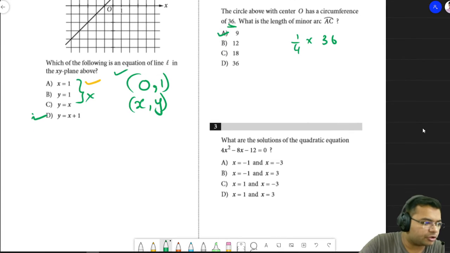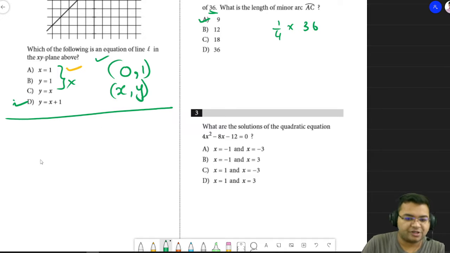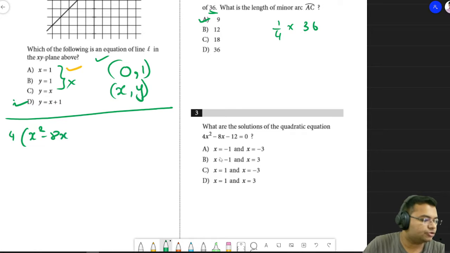Question 3: what are the solutions of the quadratic equation 4x squared minus 8x minus 12? Fine. What we can do here is solve the quadratic equation. I will do the work on the left hand side. I can take 4 common, so it is x squared minus 2x minus 3 equals 0.